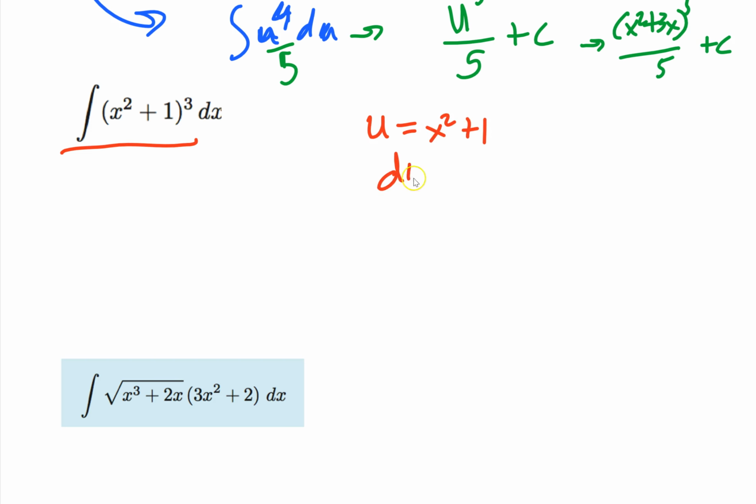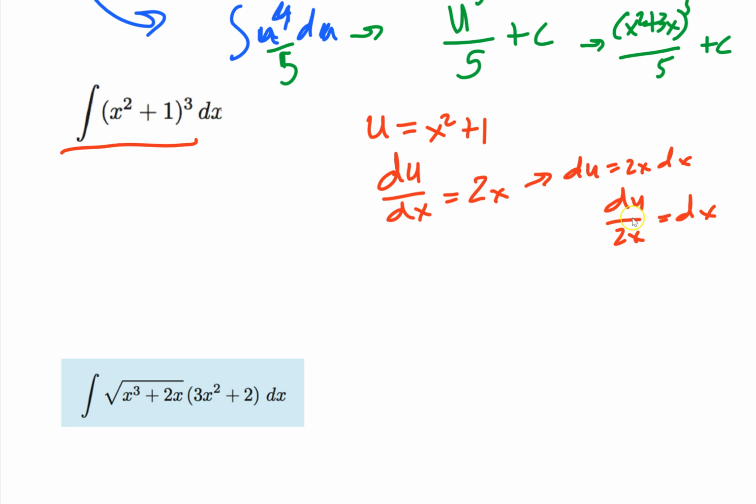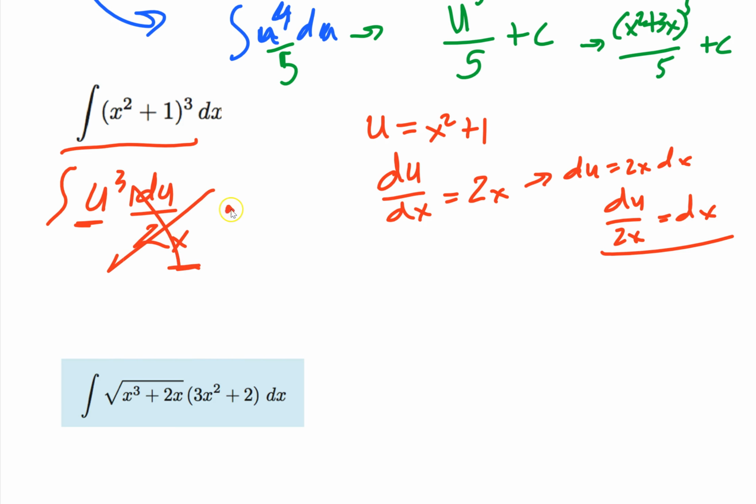Take the derivative of both sides, du over dx. Get dx by itself. Now, kind of similar to last time, look how when we plug it back in, I have a dx on my u. I plug everything back in, I'm going to get this. Oh man, that's bad. U to the 3rd du over 2x. Again, 2 different variables. I can't have that. You cannot solve this one with u sub.